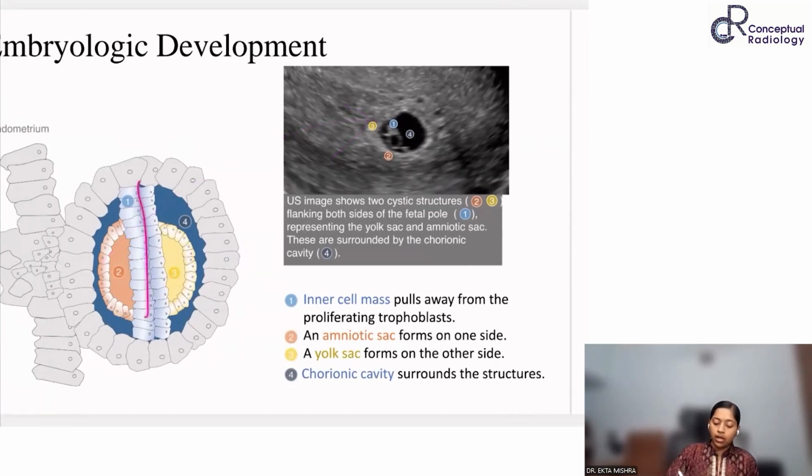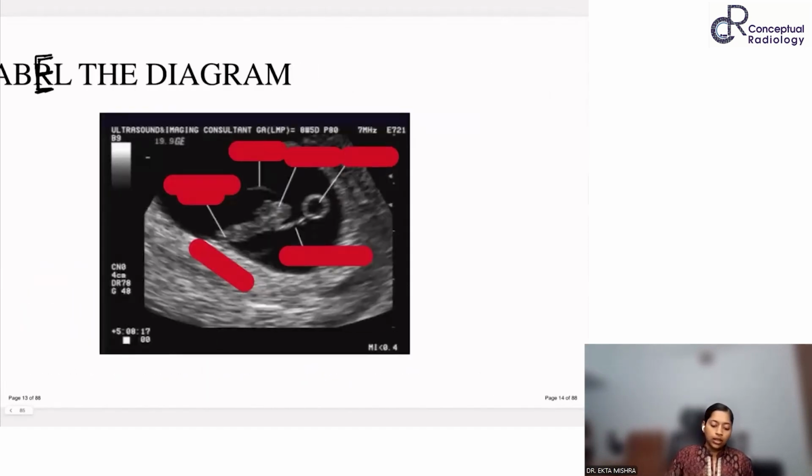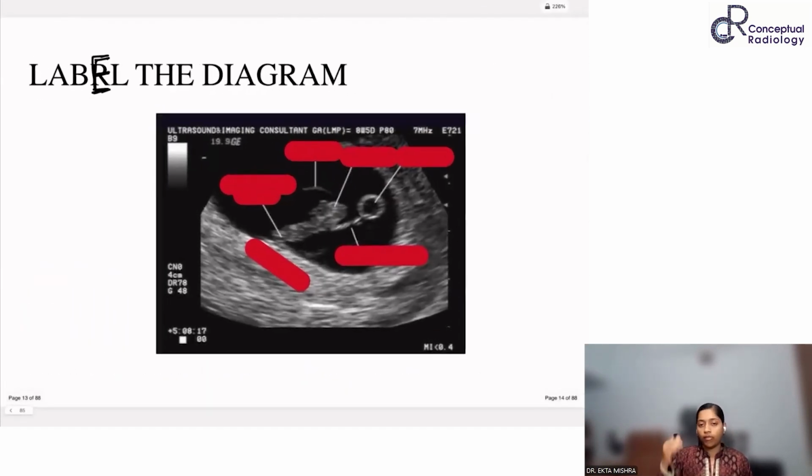So when the inner cell mass has pulled itself off, you have the amniotic sac on one side and you have the yolk sac developing on the other side. So two cystic structures on either side of the fetal pole, and the chorionic cavity is going to surround it. So that is the early development. And following that, as the development progresses, we have a few more structures coming up.